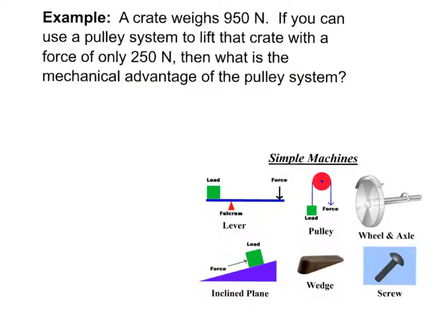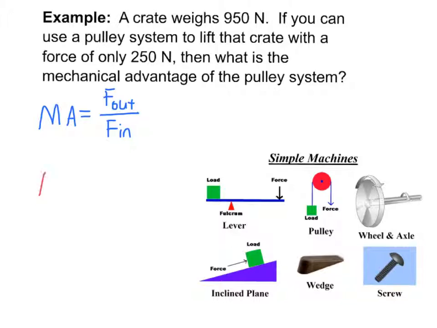Let's look at an example for some mechanical advantage. A crate weighs 950 newtons. If you can use a pulley system to lift that crate with a force of only 250 newtons, then what is the mechanical advantage of that pulley system? Let's start by writing our formula. Mechanical advantage equals force out divided by force in. Now we can plug our values in here.